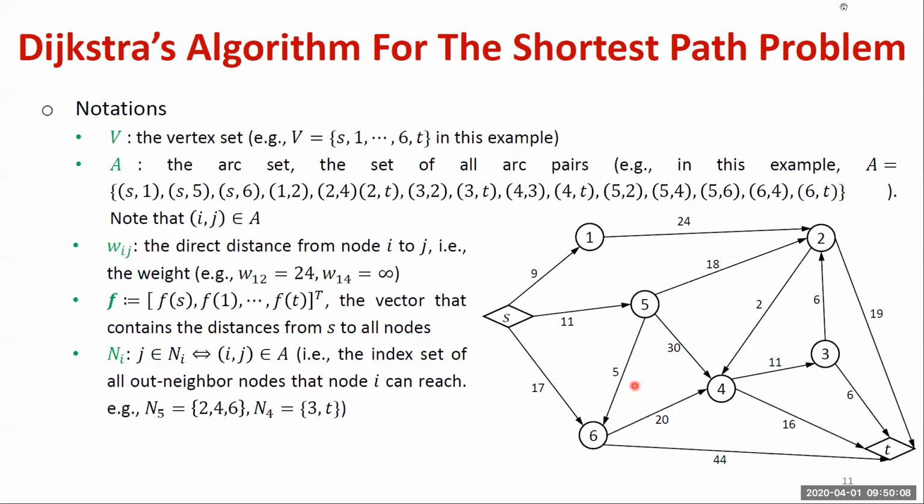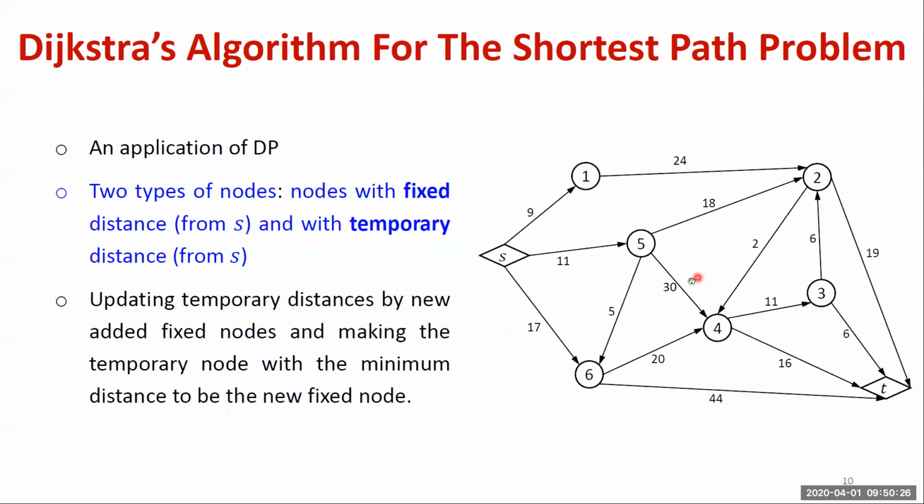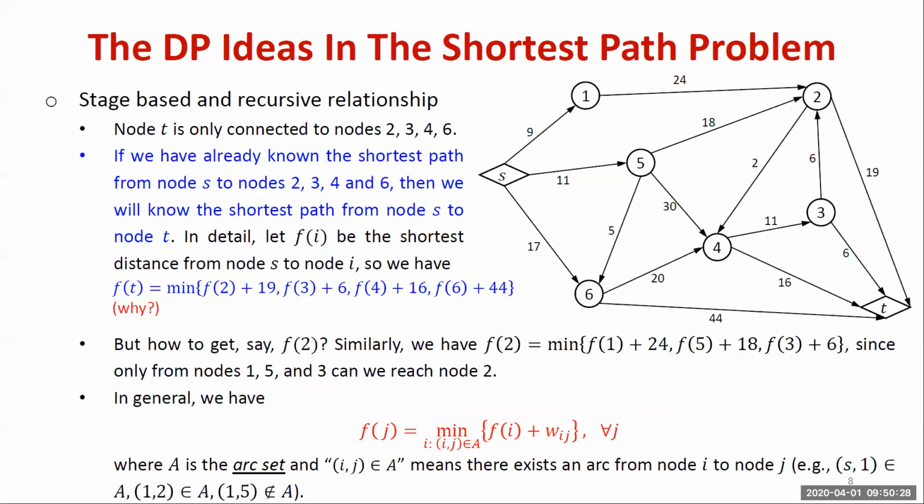See it? So in other words, what is A? A is any arc where there's a direct link. For example, (5, 4) is there. (2, 4) is there. But you don't have (4, 2). Why? Because this is one way. You can only go from 2 to 4, but you cannot go from 4 to 2. Okay. So this is the arc set.